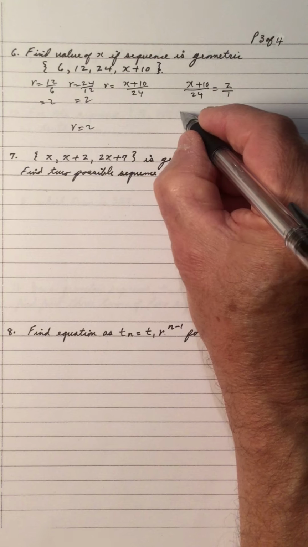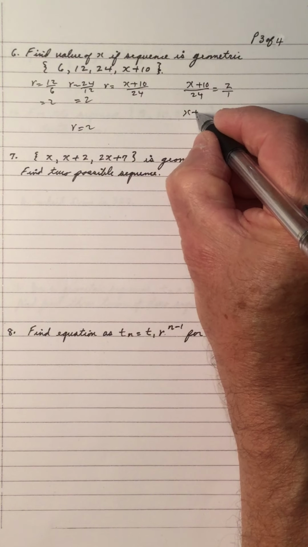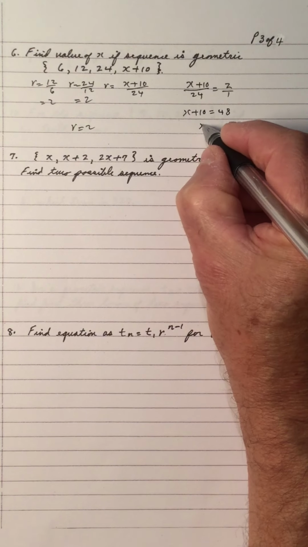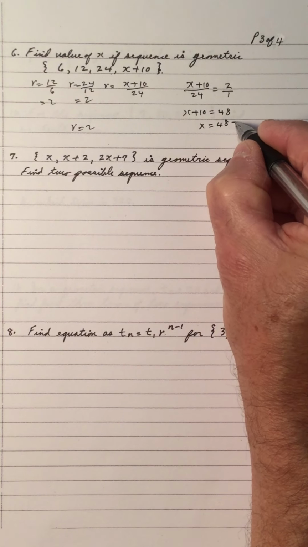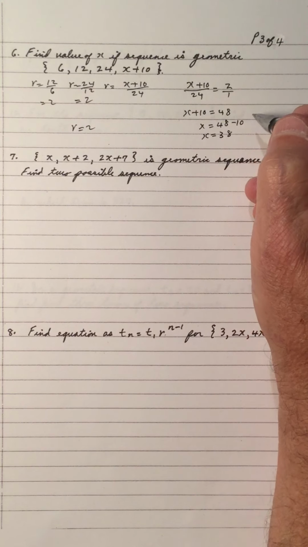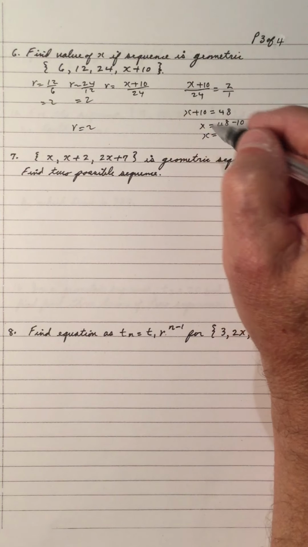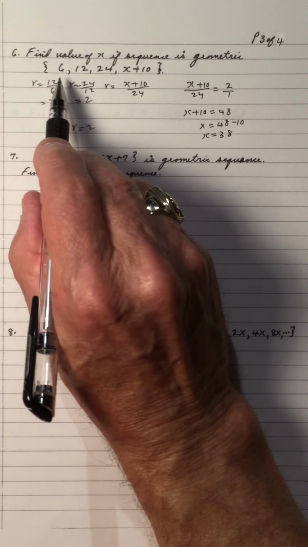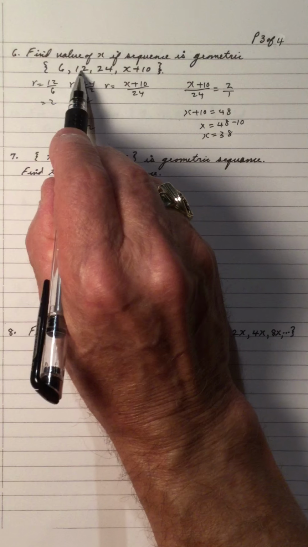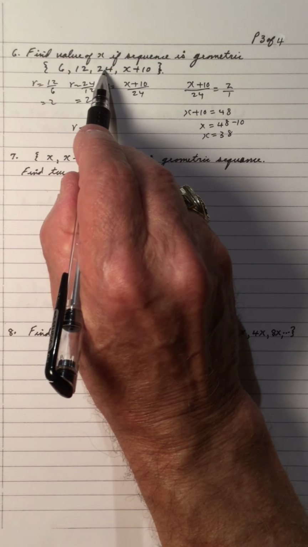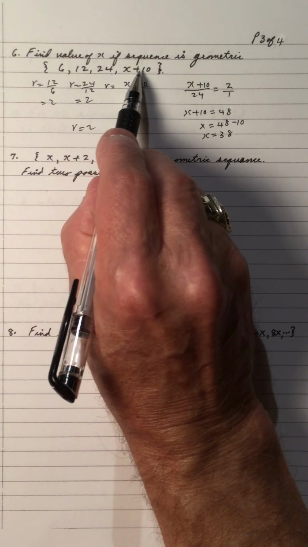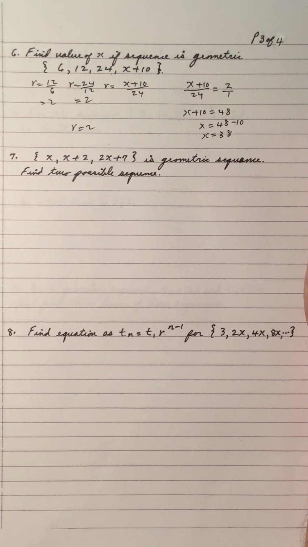1 times x plus 10 is x plus 10. 2 times 24 is 48. x equals 48 minus 10. x equals 38. So the value of x to make this a geometric sequence is 38. And notice that you're doubling this. 2 times 6 is 12. 2 times 12 is 24. 24 times 2 is 48. So if you put a 38 here, 38 plus 10 is 48, and it's correct.